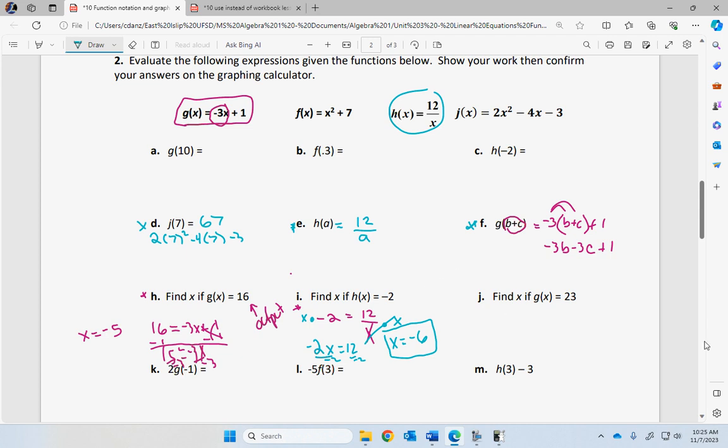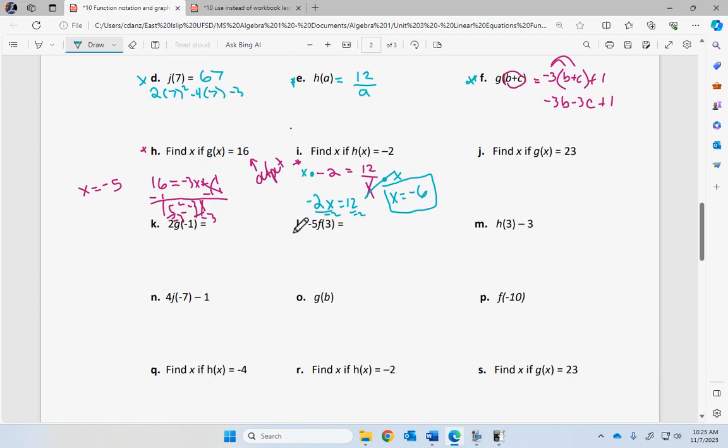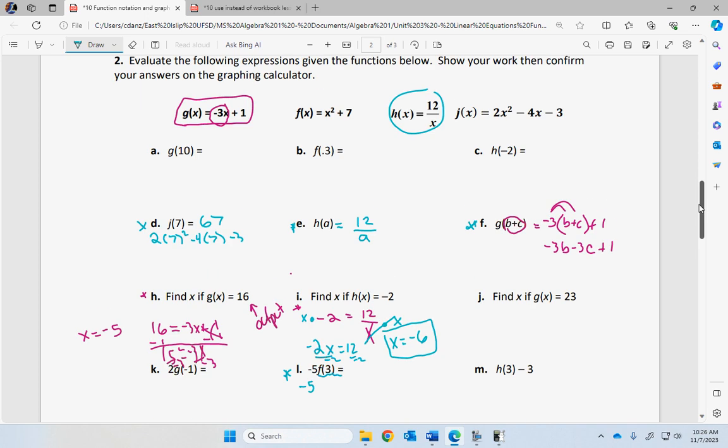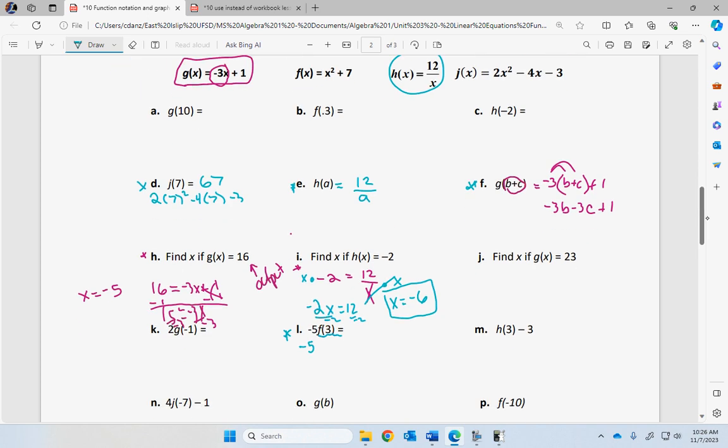Is there anything else we should practice? I think maybe something like L. Notice how it says I have to do -5 times f of 3. So -5 is going to be multiplied by whatever the answer of f of 3 is. So I'm first going to do f of 3. Function f is x squared plus 7. And in place of x, I'm going to put a 3. So f of 3 is all I'm doing right now. I will do 3 squared plus 7.